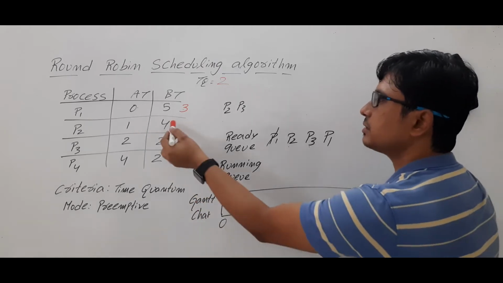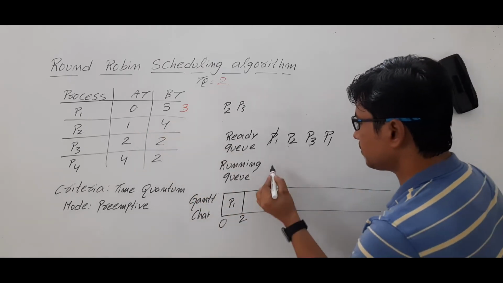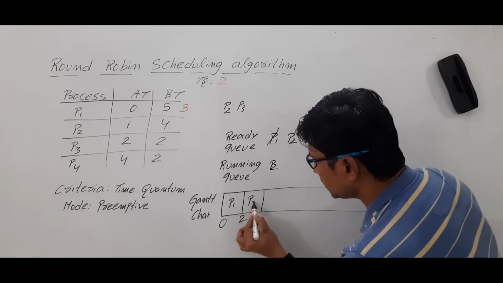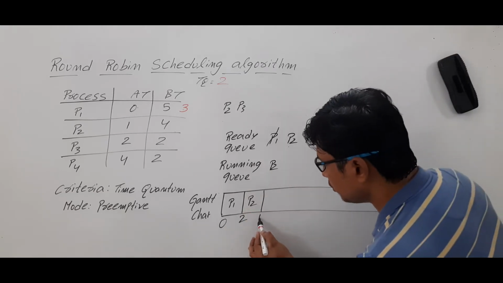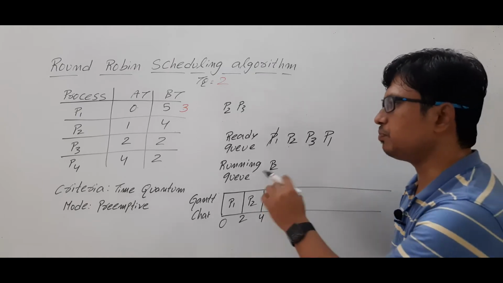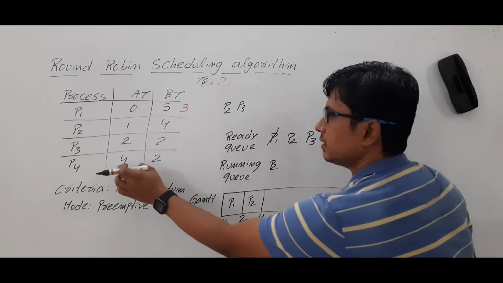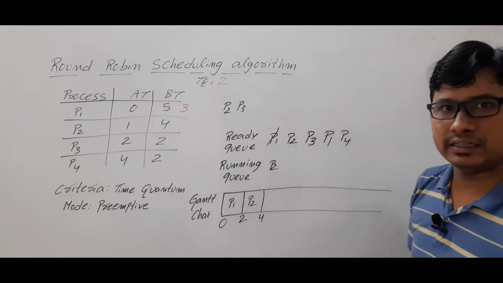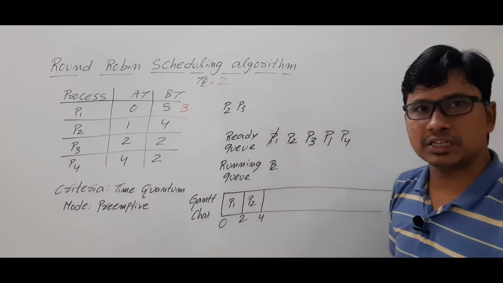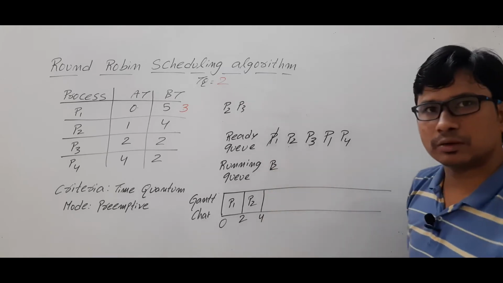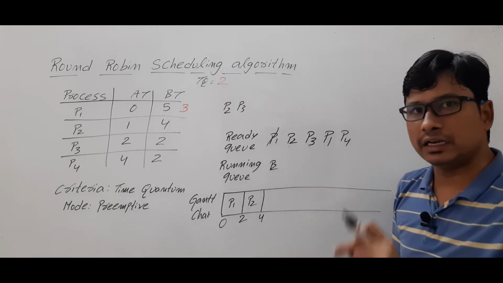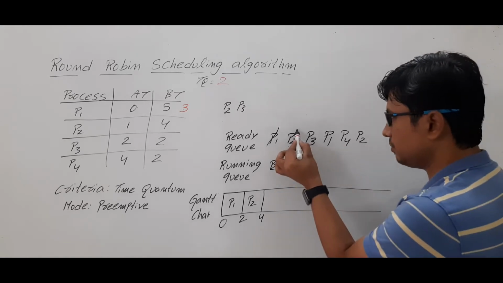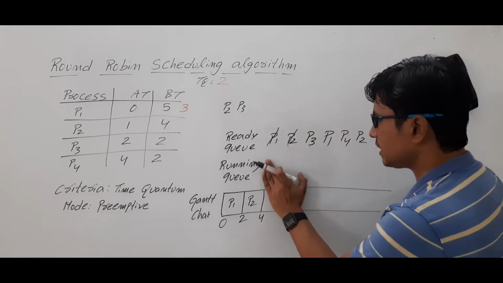Now P2 burst time is 4 units. It will be kept in the running queue. So from 2 units to 4 units, we will run the processor P2. By the time processor P4 has arrived to the ready state, as its time quantum is completed, we will remove the processor P2 from the running queue and it will be kept in the ready queue. So this one is completed. Are you able to understand it or not?